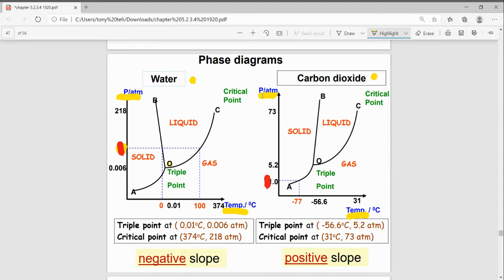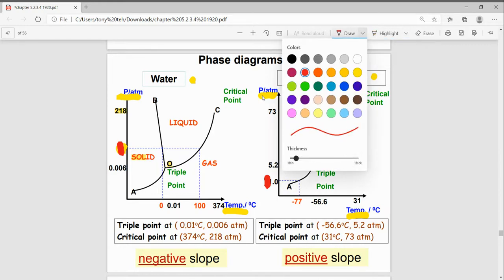Remember again, 1 atm is above the triple point for water. Then for carbon dioxide, the triple point is above 1 atm. Why is it important? What is the difference here? For example, 1 atm is like at room temperature. We have 1 atm.